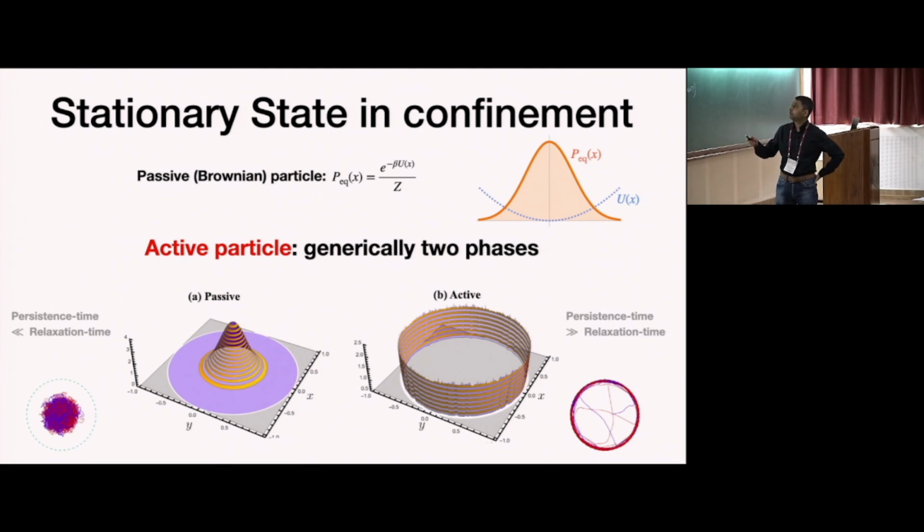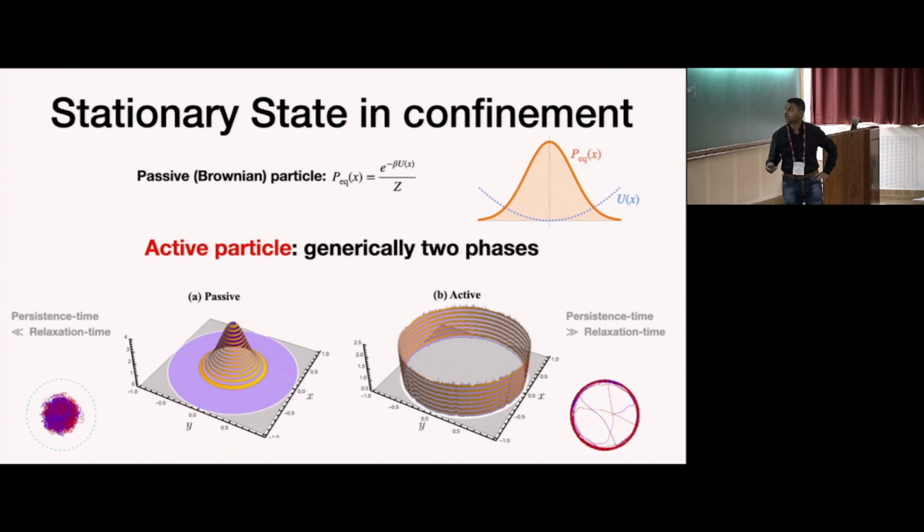And so, for example, if you have a confining potential, something like that, what you will see is that there is a peak at the center. But for the active particle now, there are generically two phases. In one case, it is called the passive phase because this trap gives you a relaxation time, and if your persistent time is much shorter than this relaxation time, then you see something similar to this state. So this is like a passive steady state.